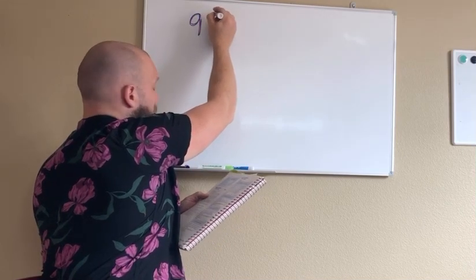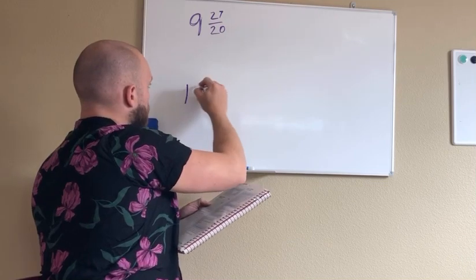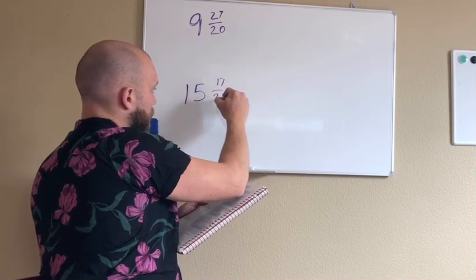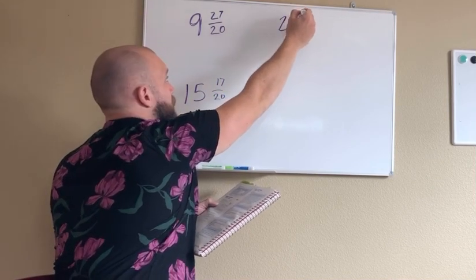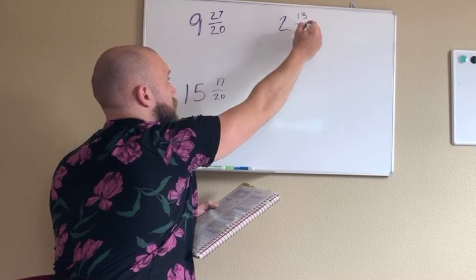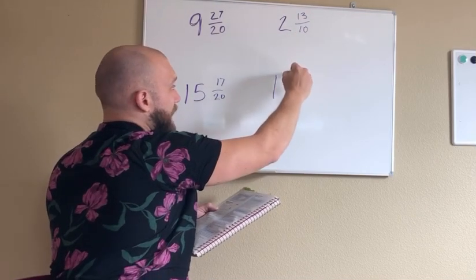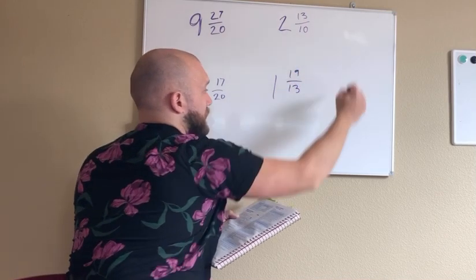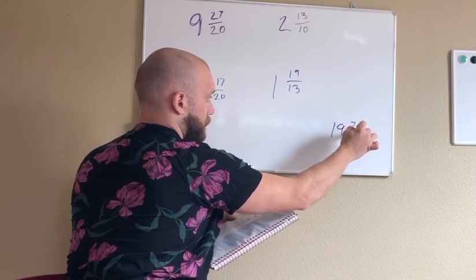9 and 27/20ths. 15 and 17/20ths. 2 and 13/10ths. 1 and 19/13ths. And 19, we'll put this down here, and 7/5.